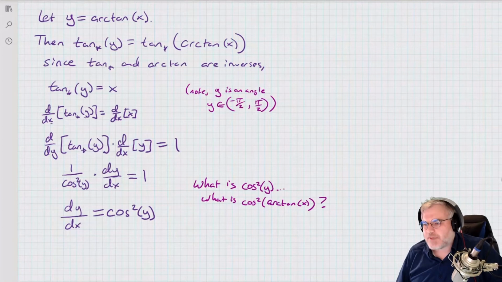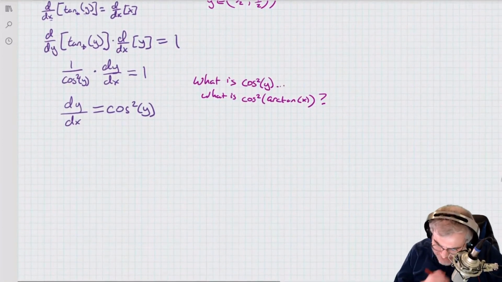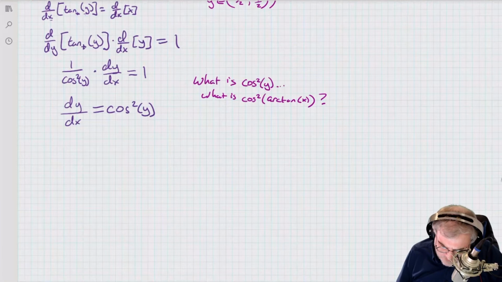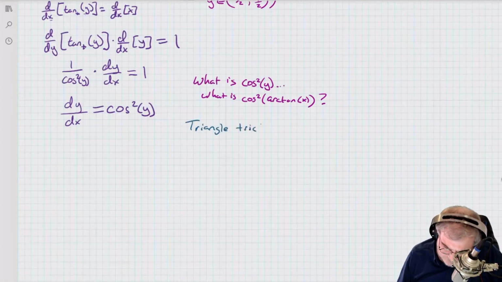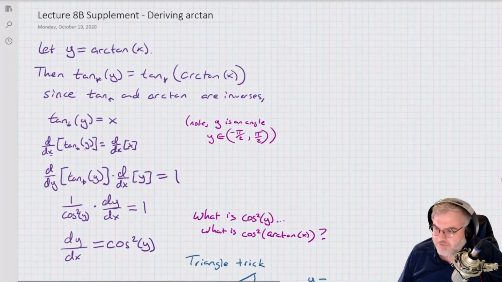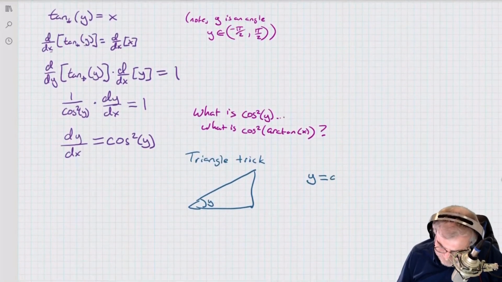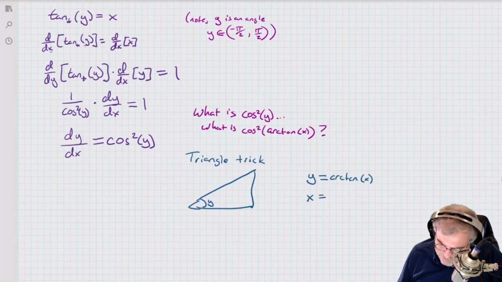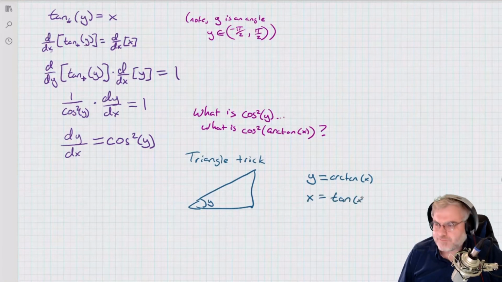And this is the kind of problem I need a triangle trick for. So remember, y is an angle. Here's my triangle, and y is an angle. And y equals, as an angle, the arctan of x. That means that x equals tan star, or just tan, because in this case it doesn't matter which one I'm using, of y.